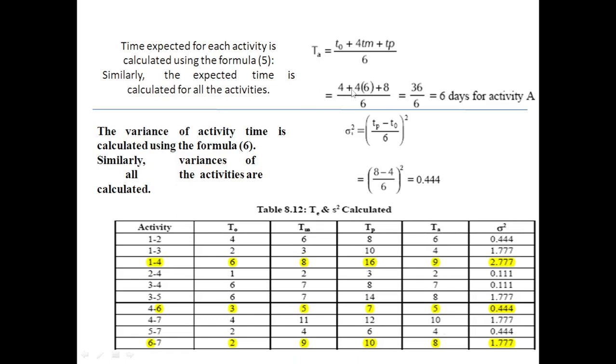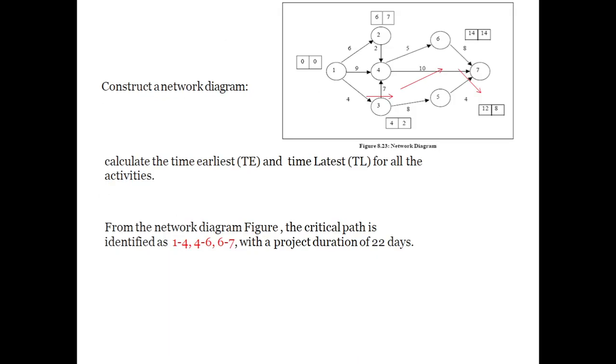We are substituting the expected time values T naught plus 4Tm plus Tp by 6. We take the values from each activity. We consider all the activities' T naught, Tm, Tp values and substitute them in this formula. Later we identify the standard deviation square formula: what is Tp minus T naught by 6 whole square? We substitute Tp is 8, T naught is 4, 8 minus 4 by 6 whole square, and we find 0.34. Like that we find the second one also, 10 minus 2 by 6 whole square, 1.777. Likewise you find all the values, then we go to the project network diagram.